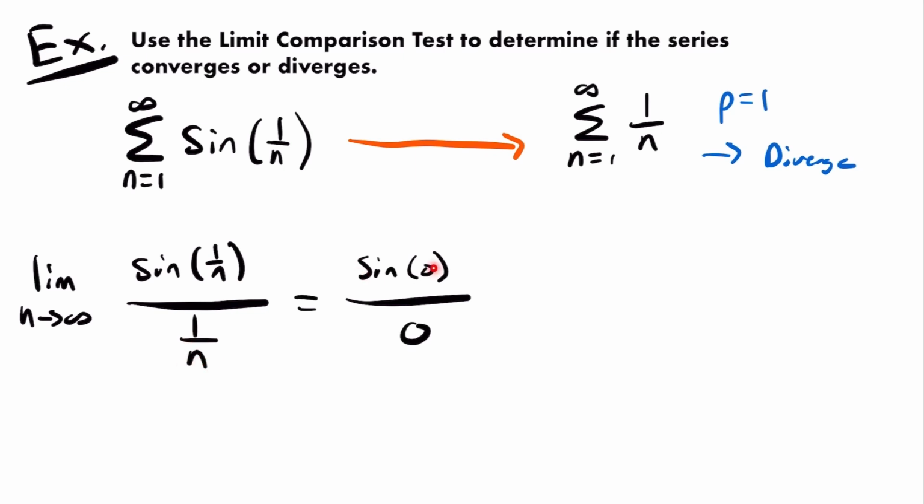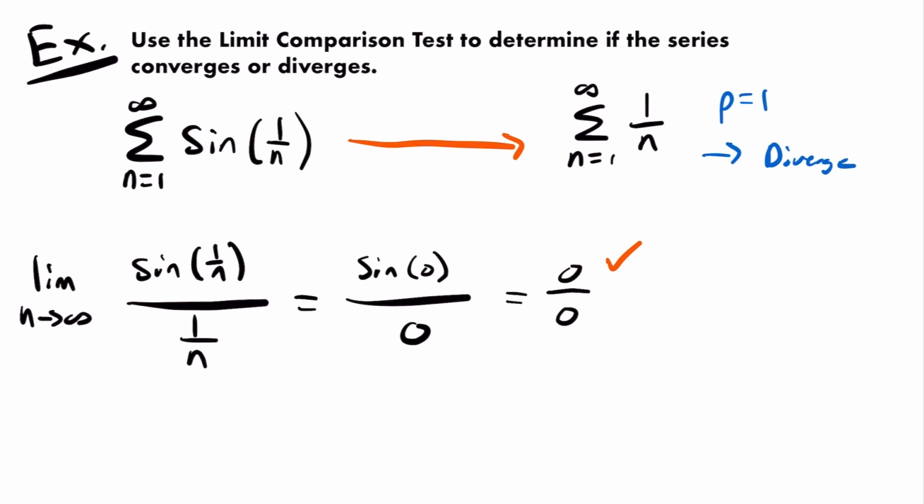And sine of 0 is equal to 0, so this is equal to 0 divided by 0, which is an indeterminate form for our limit. Specifically, it's an indeterminate form that is compatible with L'Hopital's rule. And so, what we can do to further evaluate this limit is use L'Hopital's rule by taking the derivative of the numerator and denominator and then try to evaluate our limit again.